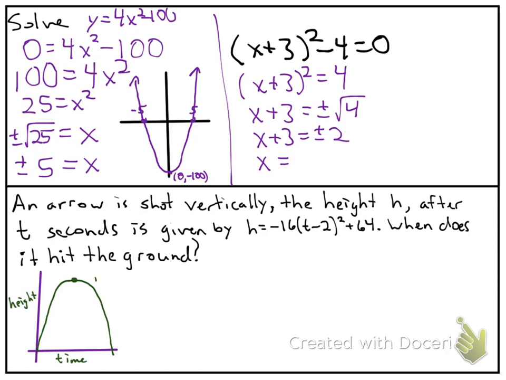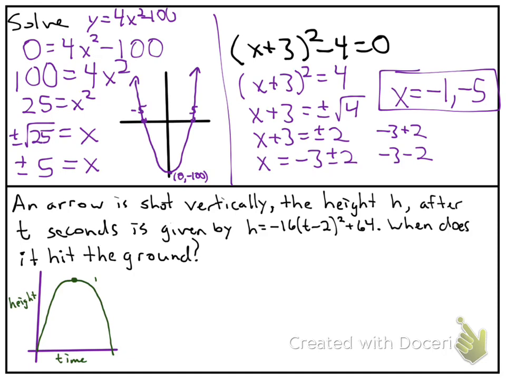We subtract 3, and we get negative 3 plus or minus 2. So we write our two values, negative 3 plus 2 and negative 3 minus 2, which gives us that x is negative 1 and negative 5.